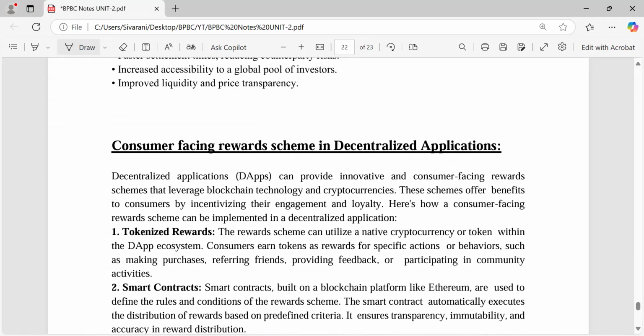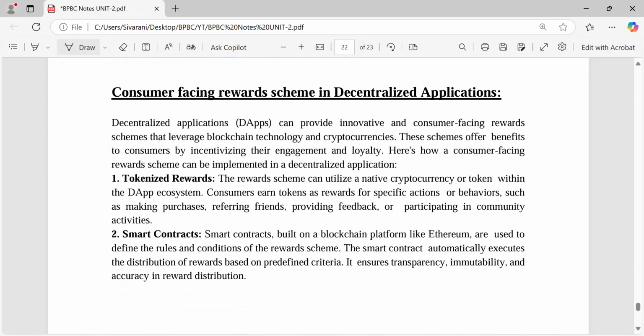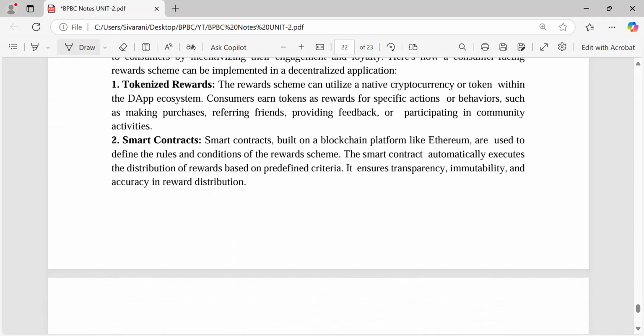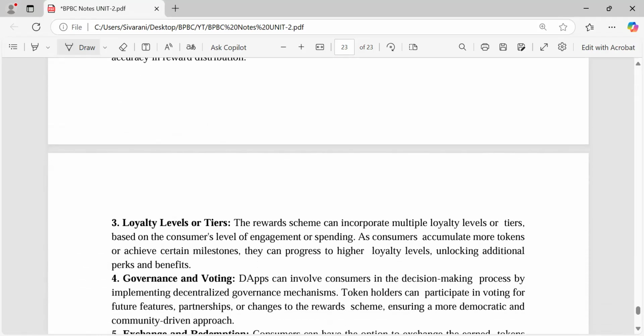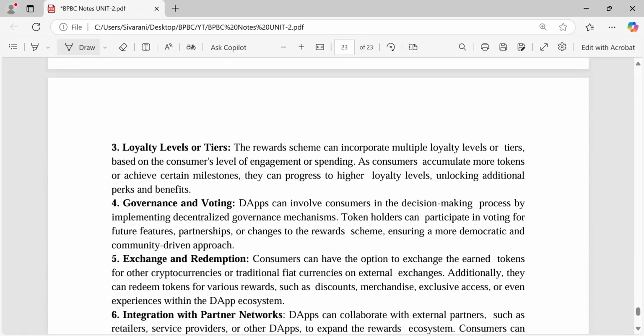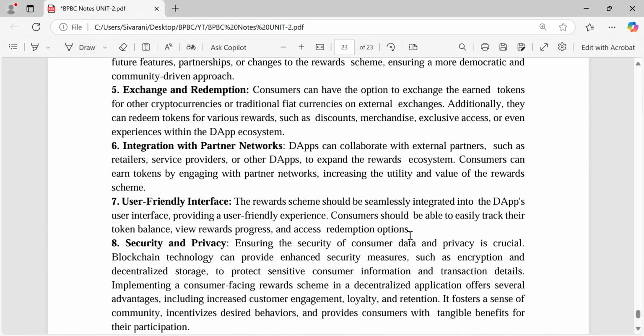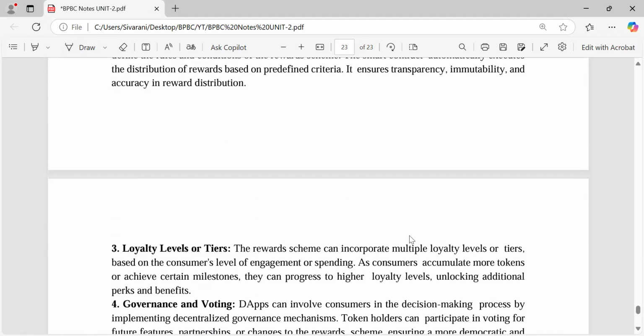Tokenization rewards means the native cryptocurrency or token within a DApp ecosystem, so the reward scheme can be utilized only by those persons. In smart contracts, the rules and conditions of the reward scheme are maintained. It executes the distribution of rewards based on predefined criteria, and it ensures the transparency, immutability, and accuracy of the distribution. And we have to maintain loyalty, governance and e-voting, exchange, redemption, integration with partner networks, security, and privacy. Thank you.